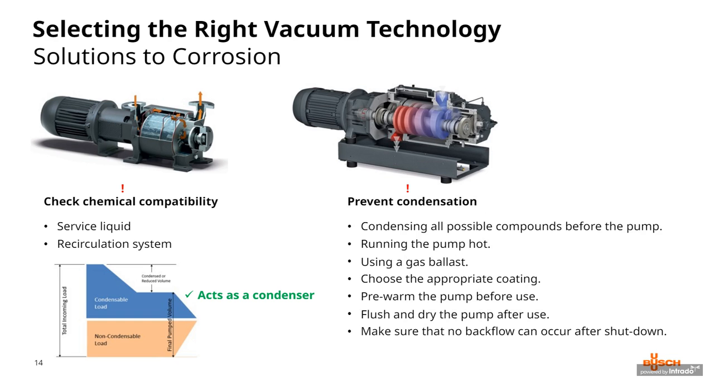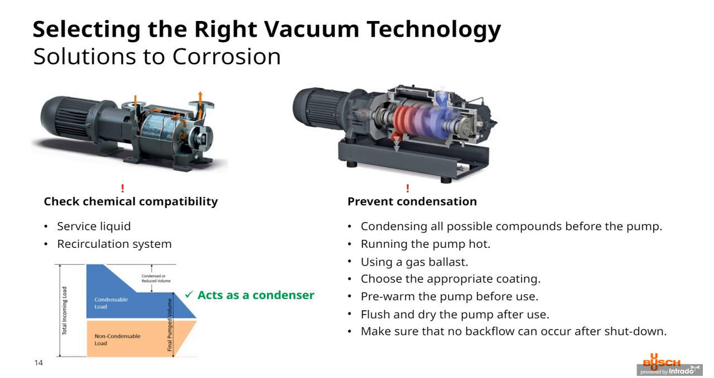Now, how do we prevent condensation? For the liquid ring, be mindful of the chemical compatibility of the service liquid and the material of construction. For the dry screw, the list is a bit longer, but first you have to check compatibility with the material of construction, select the appropriate coating, condense any corrosive vapors before the pump, maybe by using a pre-condenser. Warm the pump before the process starts, I would say for about 30 minutes. Run the pump hot to avoid condensation.